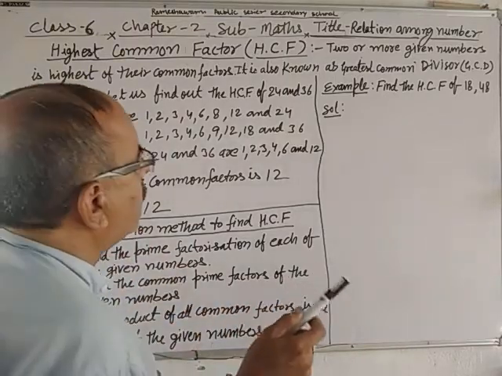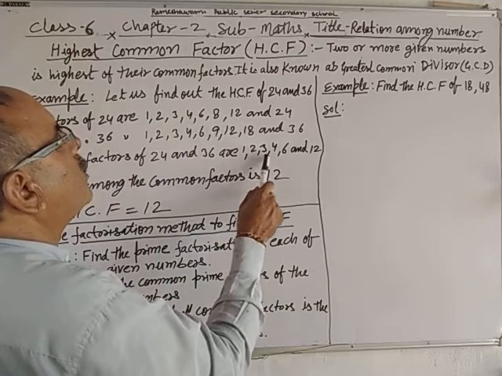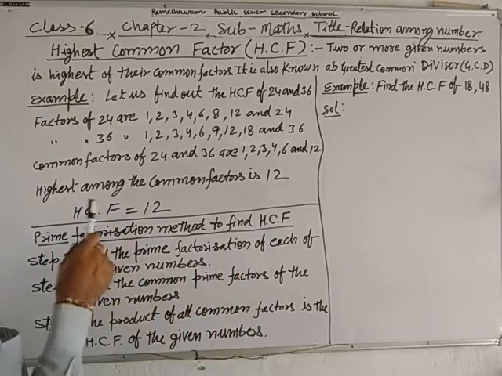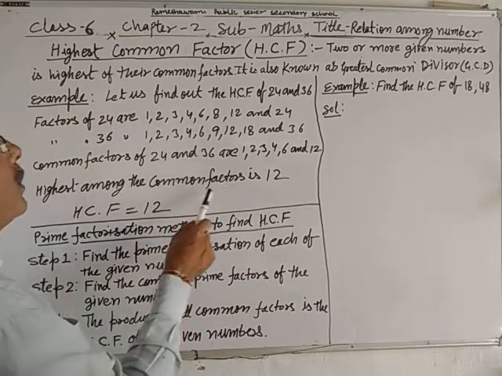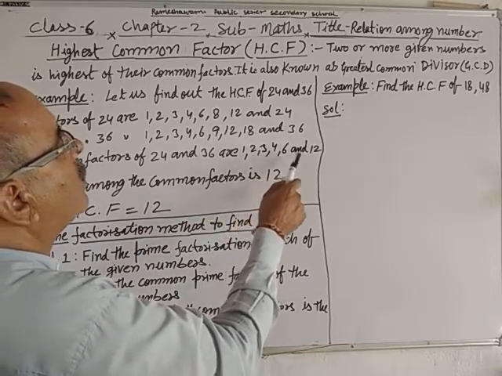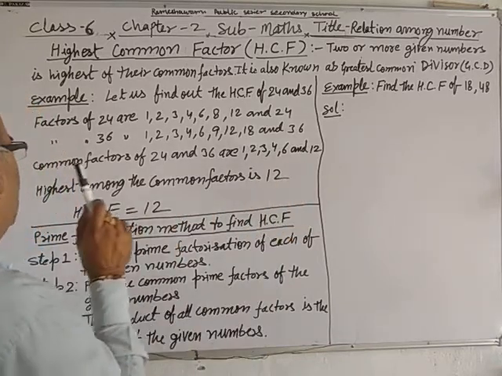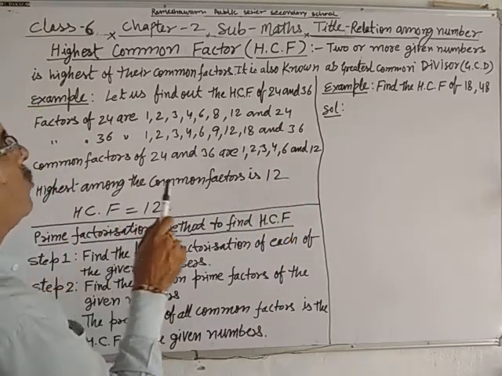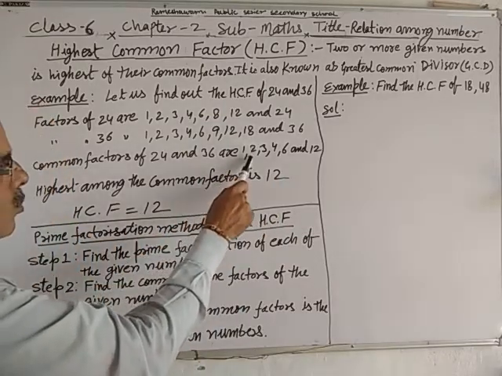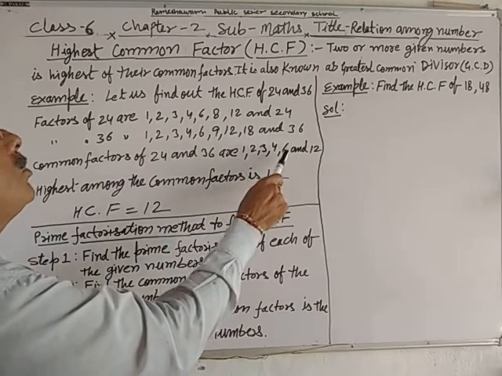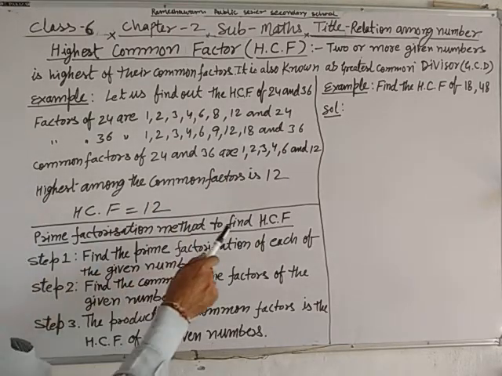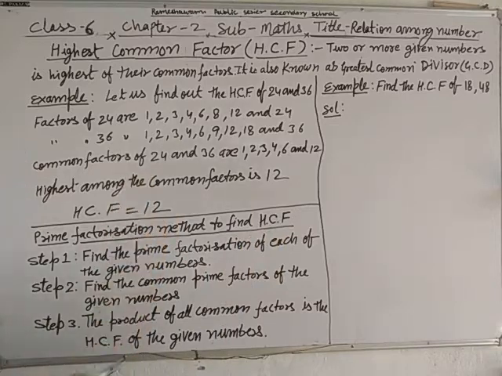So which are the common factors? Common factors are 1, 2, 3, 4, 6 and 12. But the HCF, the highest among the common factors, is 12. So the HCF is 12. Not 1, not 2, not 3, not 4 and not 6. 12 is the answer.